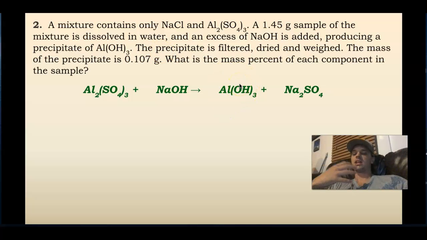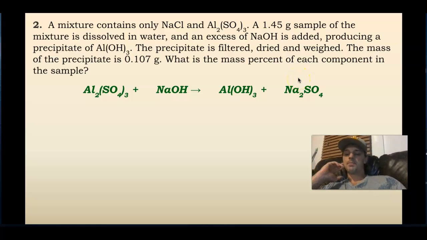Because remember, nothing can appear or disappear. There's both sodium and sulfate, so I just wrote my formula for sodium sulfate as my other product. Now, this is called a double replacement reaction, and we'll study it in further detail later on. For now, hopefully you at least get the basics of how I wrote that chemical equation.